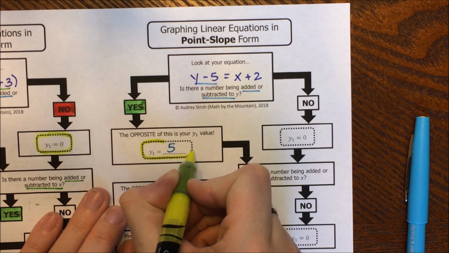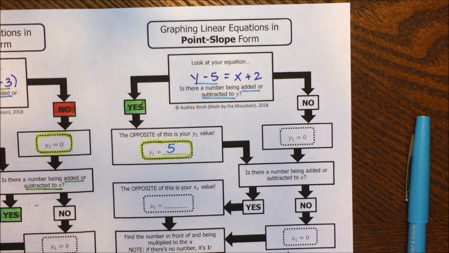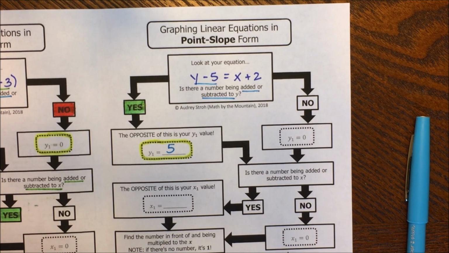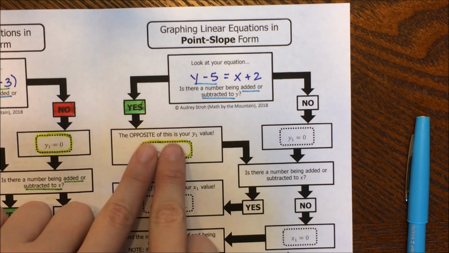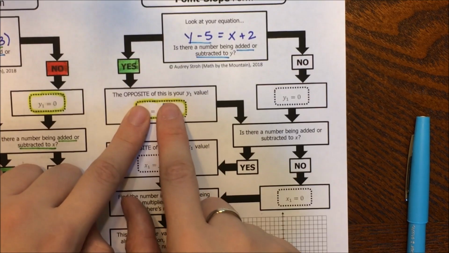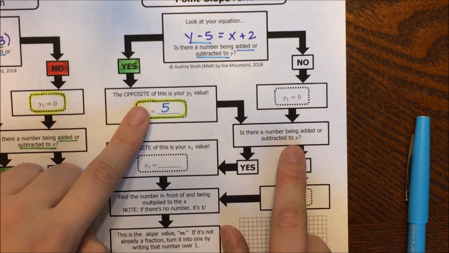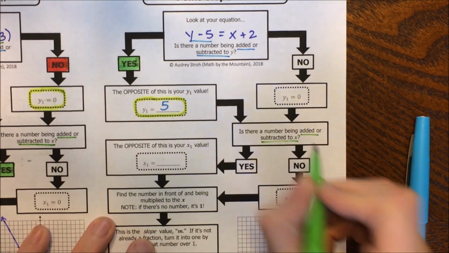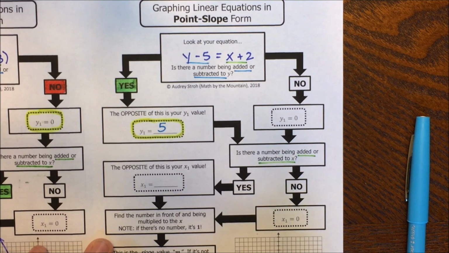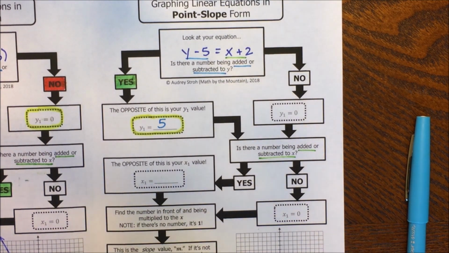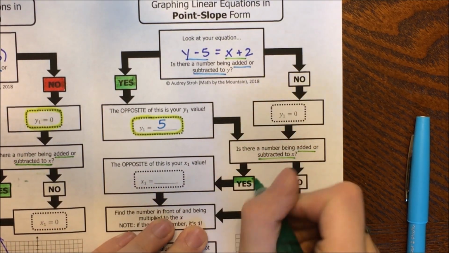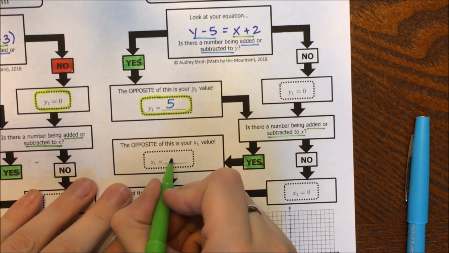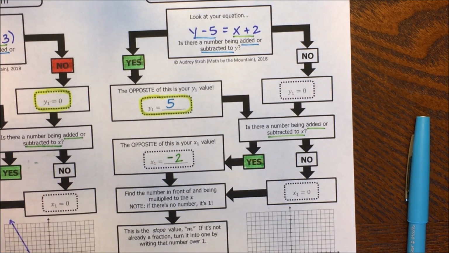All right, hopefully at this point, after doing it a few times, your students are going to start getting familiar with the questions that they ask themselves. Right? That's really the purpose and the beauty of these flowcharts. So following it, is there a number being added or subtracted to x? Why, yes, there is. All right, so we have an x plus 2. And just like the last time, since we said yes, we're going to go over here and take the opposite. So the opposite of plus 2 is going to give us negative 2 for our x1 value.